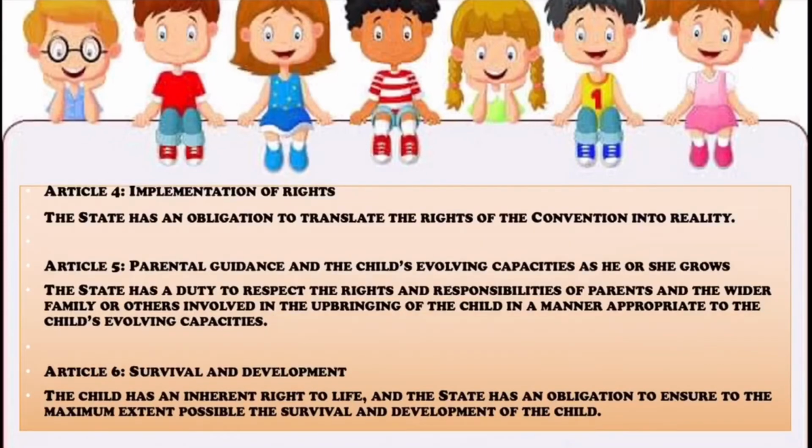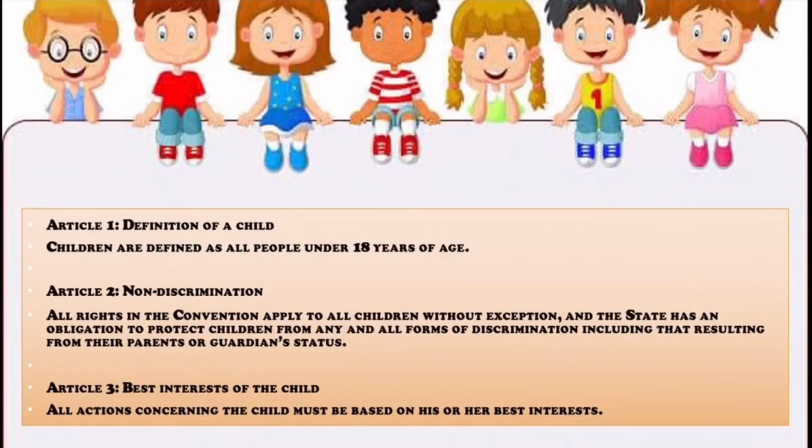And Article 3, best interest of the child. In Article 3, the interest of the child is the top priority, whether undertaken by public or private social welfare institutions and other state parties. They must ensure the child protection and care as is necessary for his or her well-being.